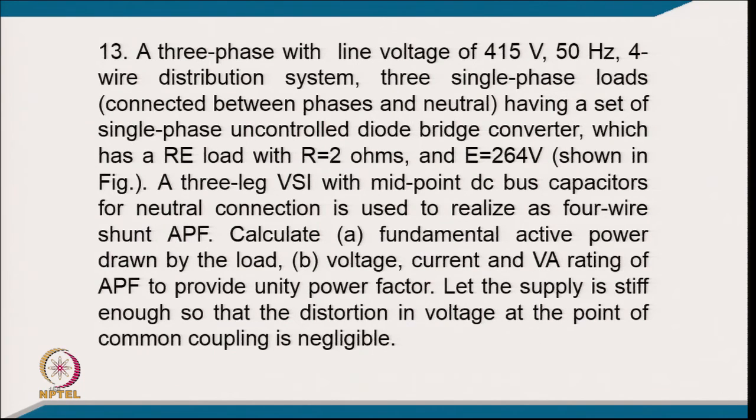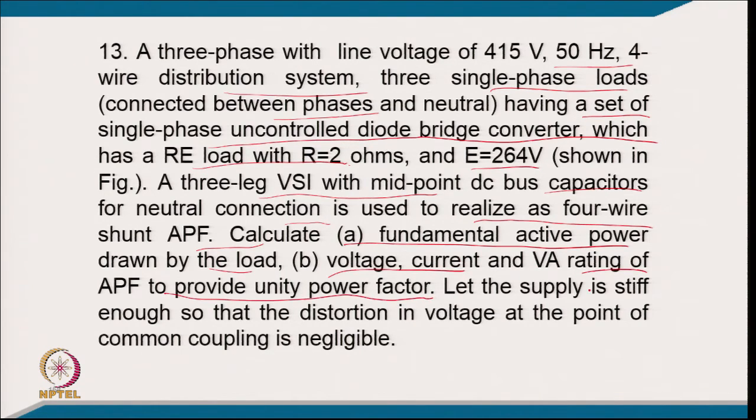Now, coming to numerical problem 13. A 3-phase, 4-wire distribution system with line voltage of 415 volt, 50 Hz, has 3 single phase loads connected between the phases and neutral, each a single phase uncontrolled bridge rectifier with an RE load, with resistance of 2 ohm, and the voltage of the battery is 264 volt. A 3 leg VSI with the midpoint DC bus capacitor is used for neutral current compensation, to realize a 4-wire shunt active filter. Calculate A, fundamental active power, B, voltage, current and VA rating of the active power filter to provide unity power factor. Let the supply be stiff enough so that distortion in voltage at the point of common coupling is negligible.